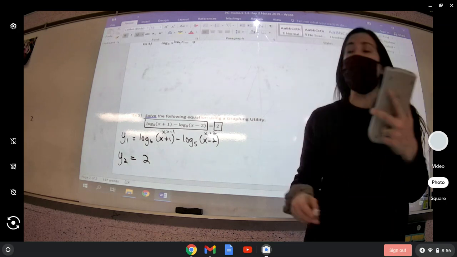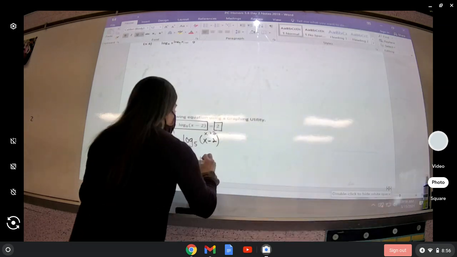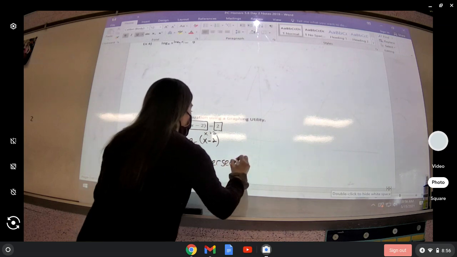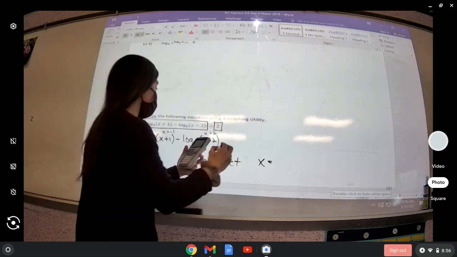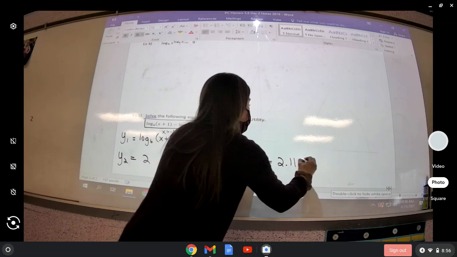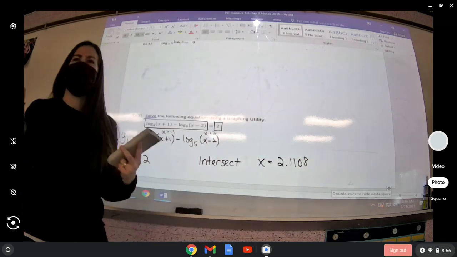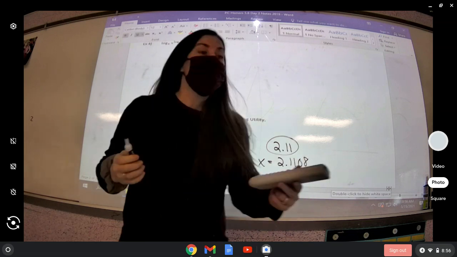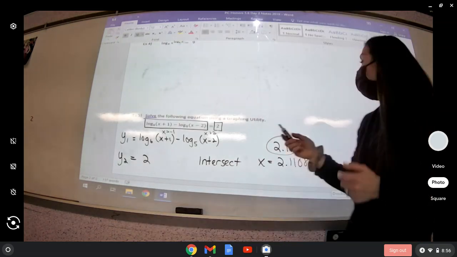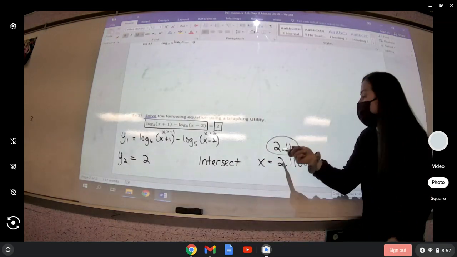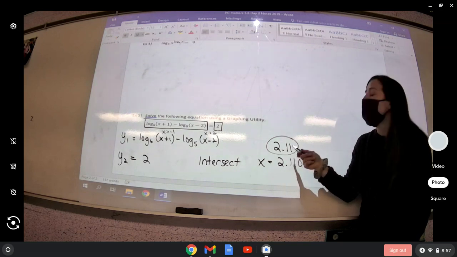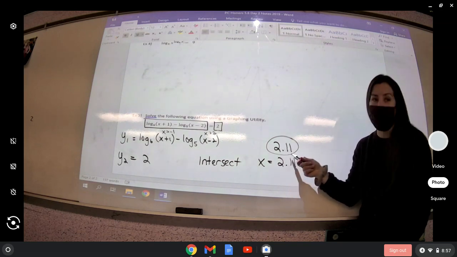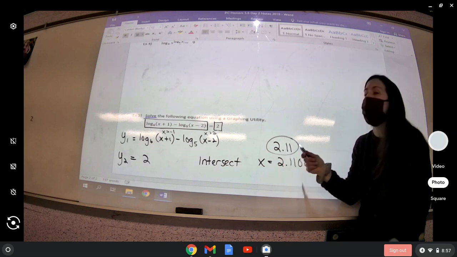And then it says the intersection is roughly when x equals 2.1108. I think they ask you to round to 2 decimal places. Just pay attention to the homework. So 2.11. Now, I did notice on the online homework, they actually accept 2.11, they accepted 2.12, and they accepted 2.10.